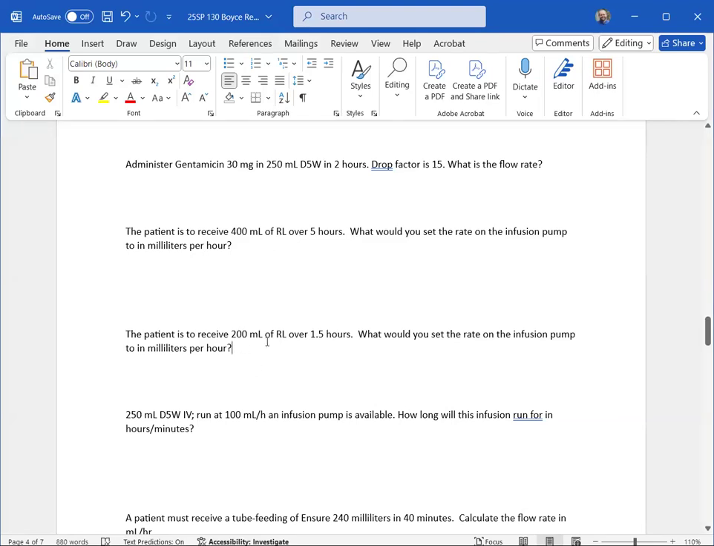I'll start with this one here, which is the patient who received 200 milliliters of Ringer's lactate over 1.5 hours, and then what would you set the infusion pump to? Now, sometimes it'll just say, what would you set the infusion pump to?